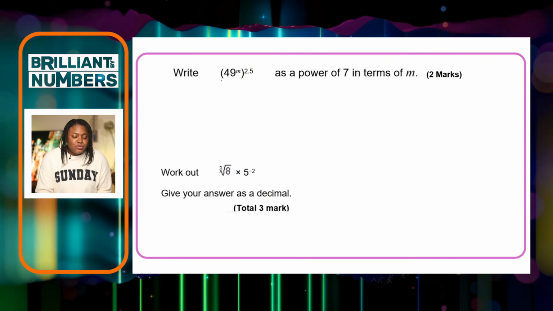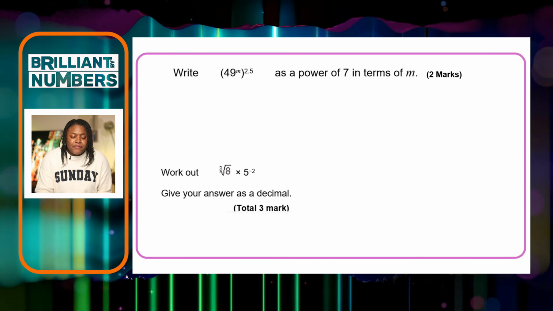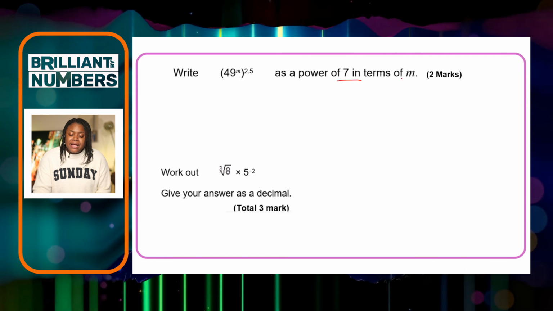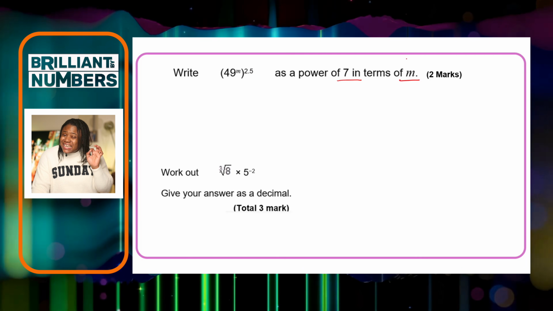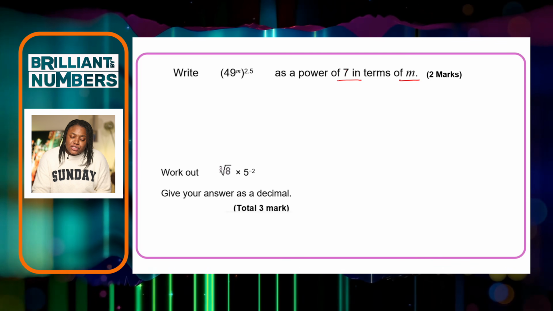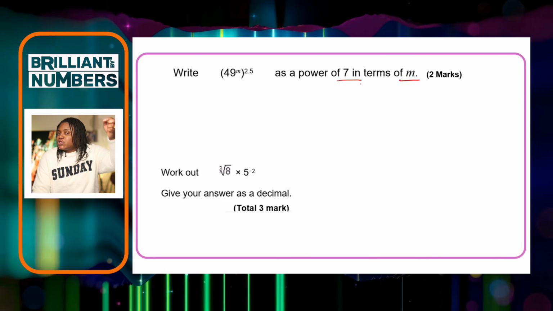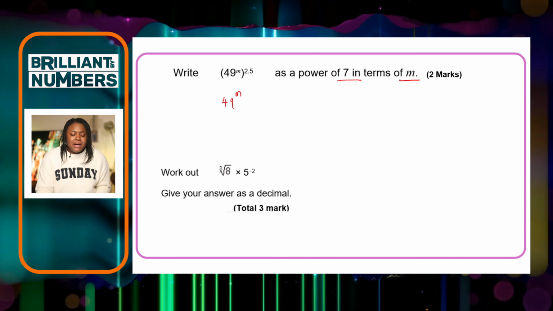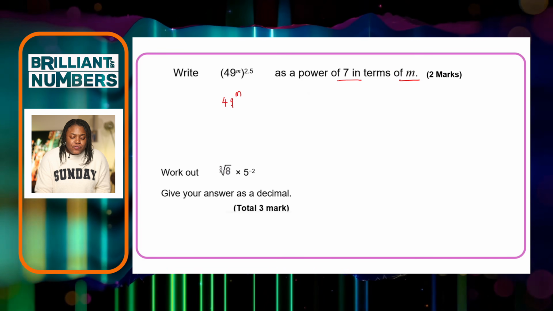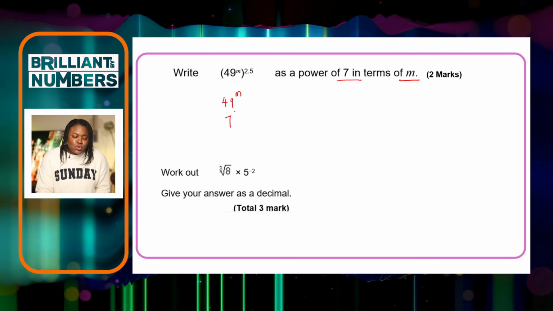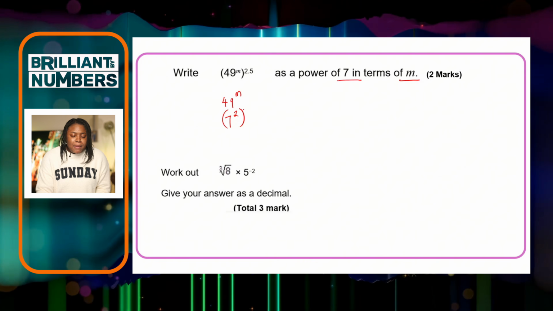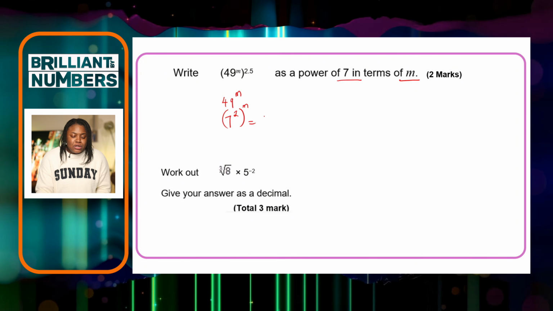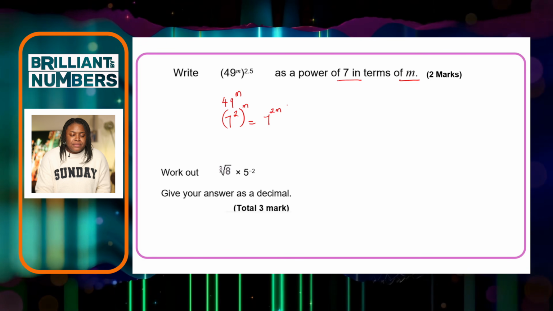Here we're asked to write down 49 to the power of m, to the power of 2/5, as a power of 7 in terms of m. By now, we recognize that our answer is going to end with 7 to the power of something. So again, we're going to write 49 to the power of m as a power of 7. So 49 is written as 7 squared. That's 49, but that was also raised to the power of m. So that will now be 7 to the power of 2m.